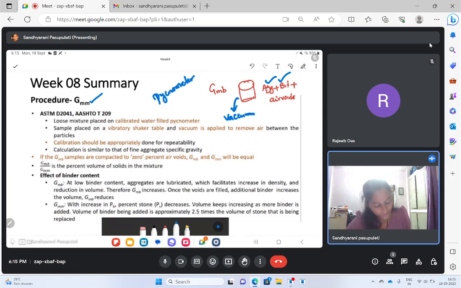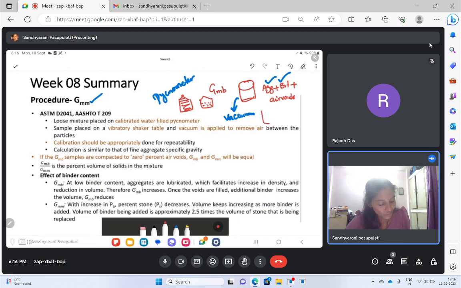So what do we do in this pycnometer method? We take a pycnometer, we fill this pycnometer with water, and we take the reading, pycnometer plus water. Then again we take the pycnometer, and in this pycnometer we fill the loose asphalt mixture. Loose asphalt mixture means we take a particular amount of aggregates and we add a certain percentage of binder and we mix, and we keep it in conditioning at compaction temperature for 2 hours. Then we take it out.